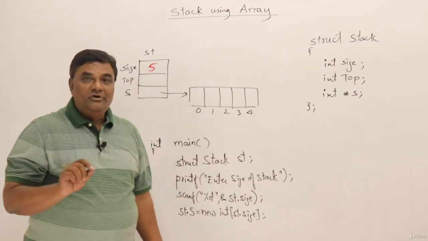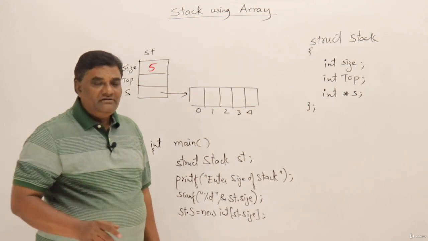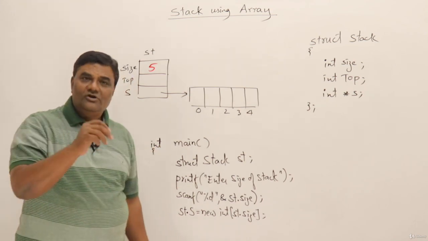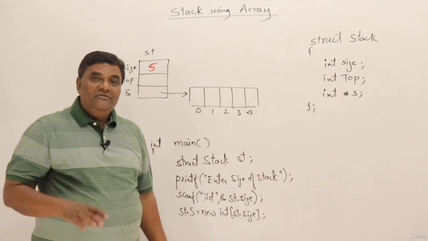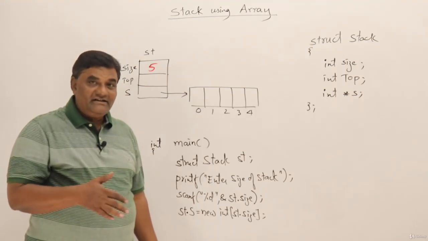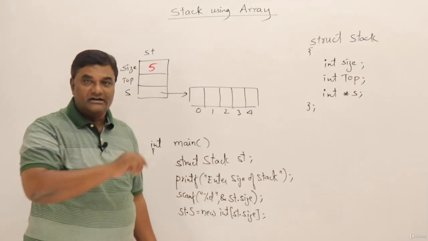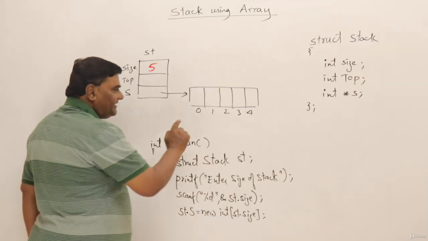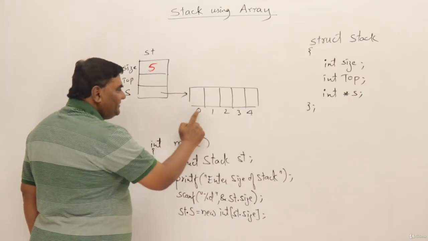We know that top points on topmost element. Where is the topmost element? There is no topmost element. Then where top should point? It should point outside the stack. It means there are no elements. If the element comes, then it will come there. So the first element may come at index 0, then where top should be before that.